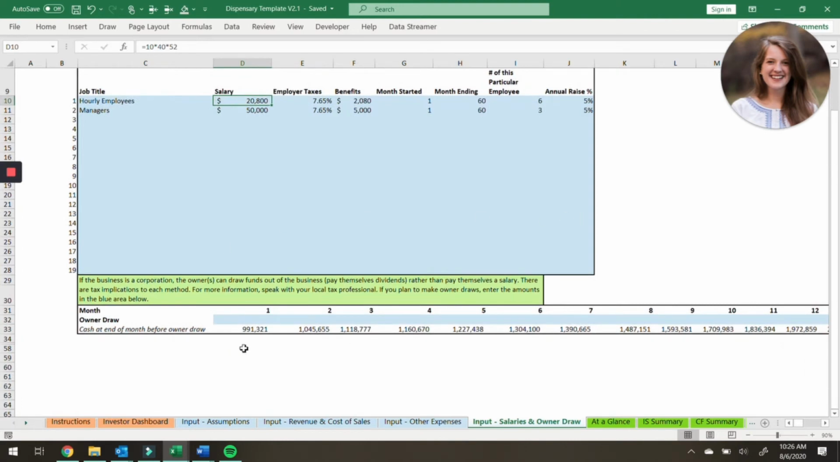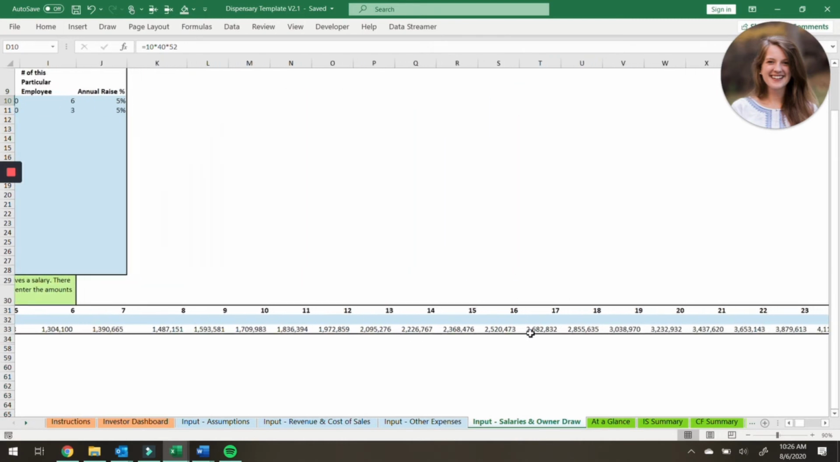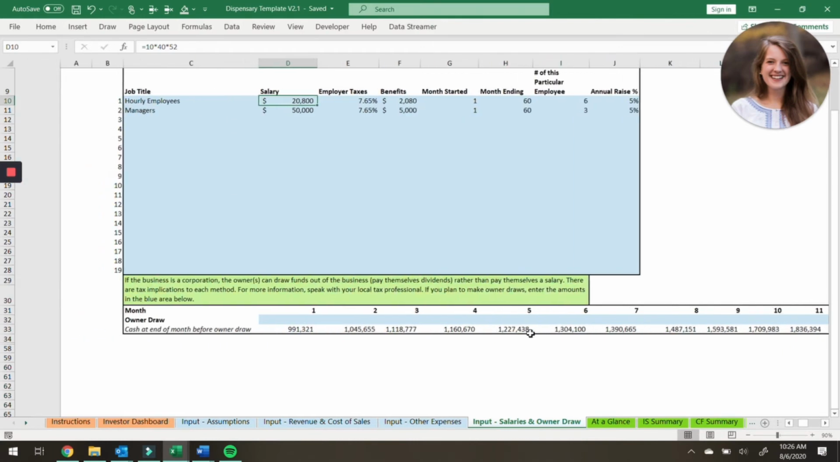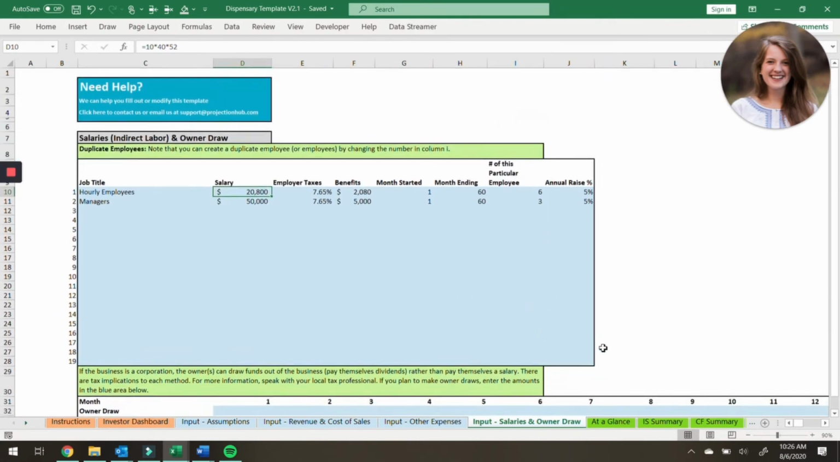So if you, the owner, prefer to draw on funds or pay yourself a distribution or a dividend, however you'd like to name that, you can enter it down here, and this is just going to show as a distribution of cash of the business and not as an expense, as a salary would be an expense on the income statement. You also see your cash balance at the end of the month down here so that you know how much money is available to be distributed.